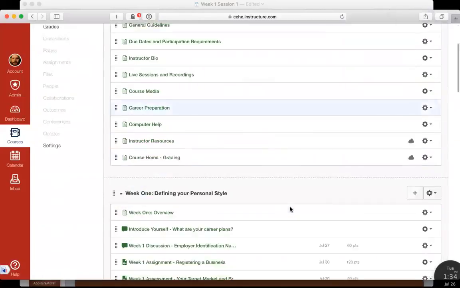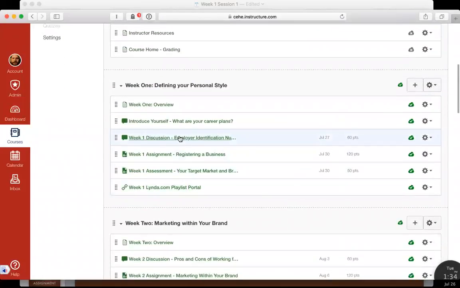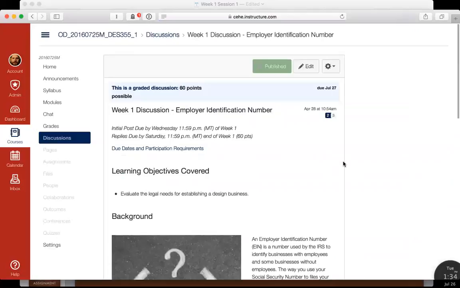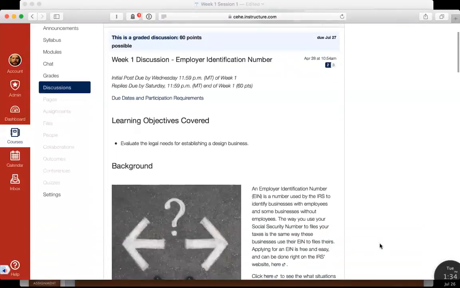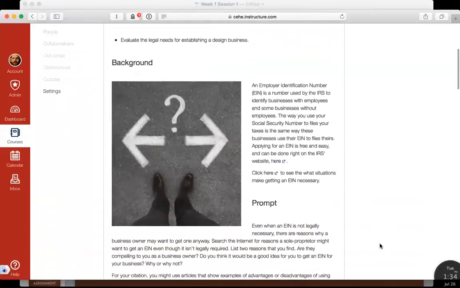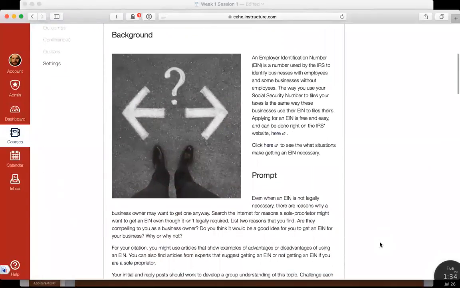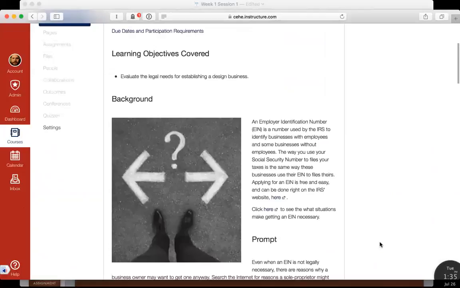We do have a graded discussion, and that's this one here on the employer identification number. So this says an employer identification number, EIN, is a number used by the IRS to identify businesses with employees and some businesses without employees. The way you use your social security number to file your taxes.